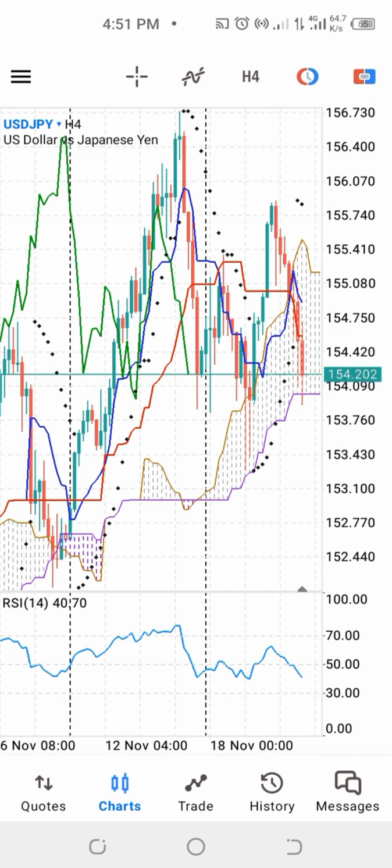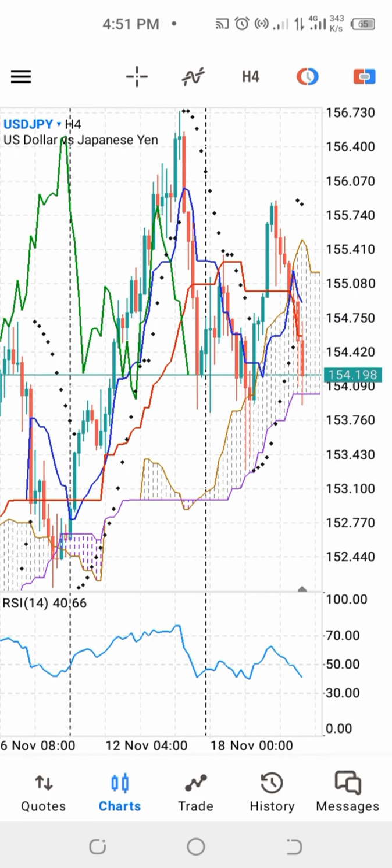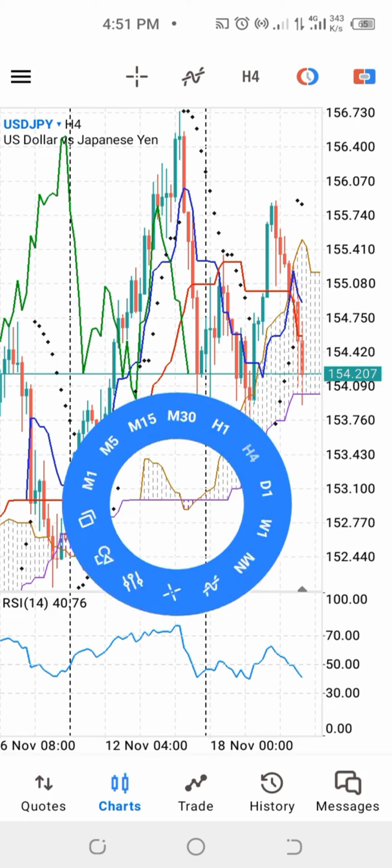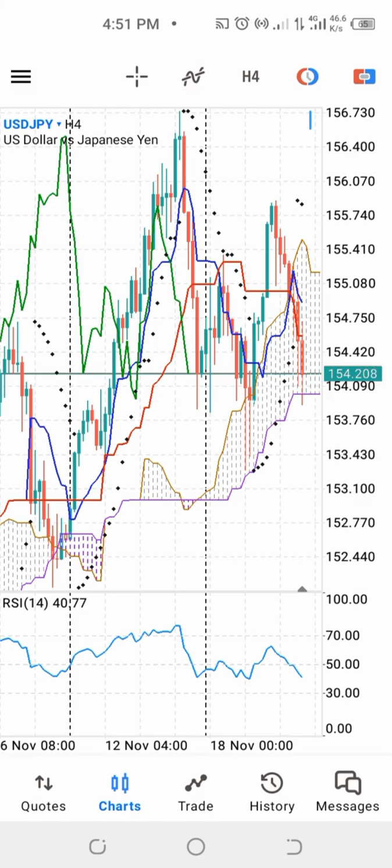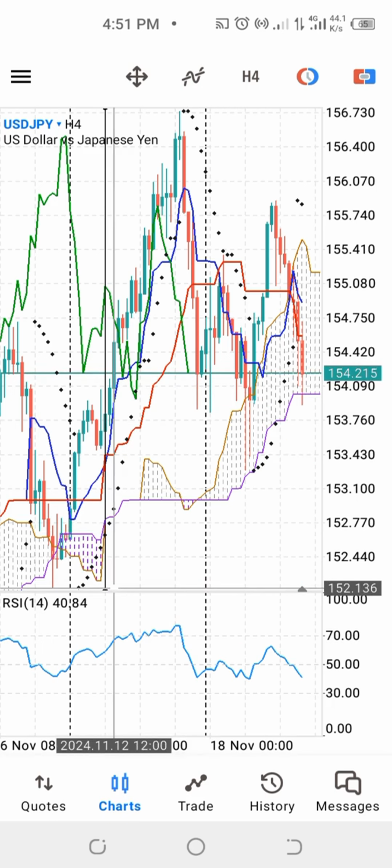So on the H4 time frame, I'm going to look out for the direction of the market. The first thing is, let me put on my marker. As you can see, price is above the cloud, meaning it's an uptrend. And also it's being supported by what? The parabolic SAR, which is being imprinted beneath the price market.